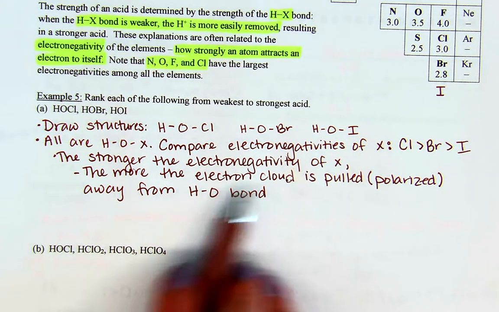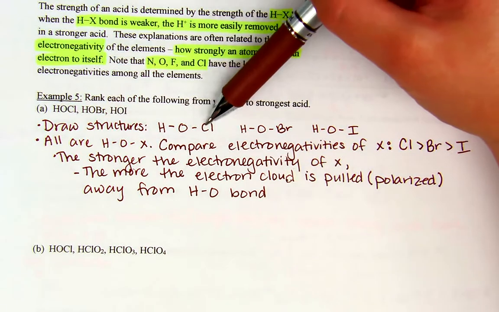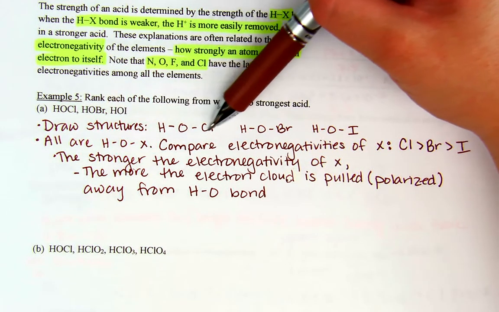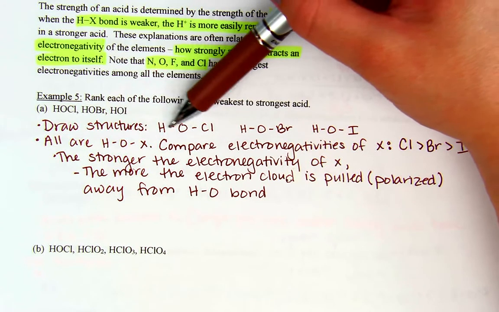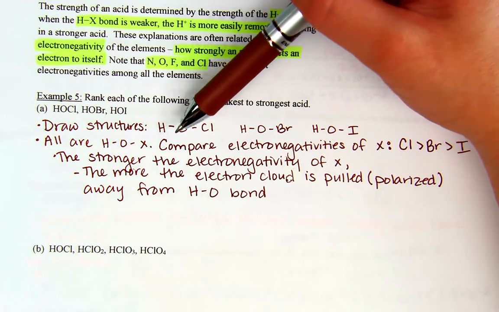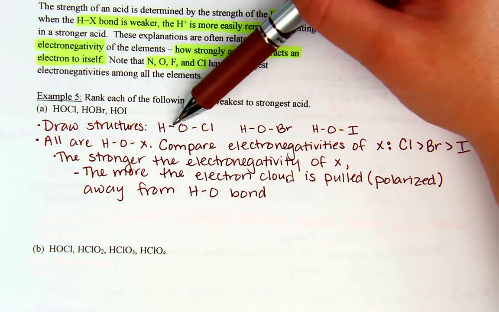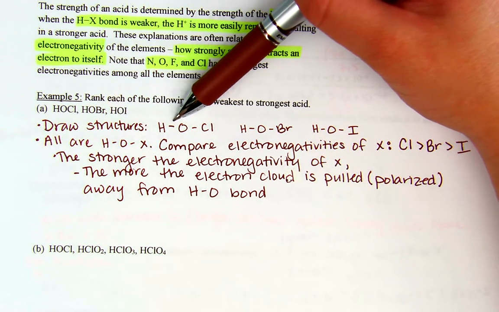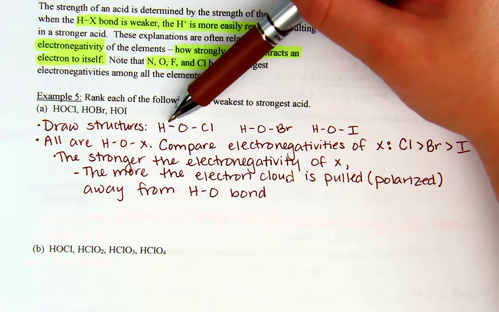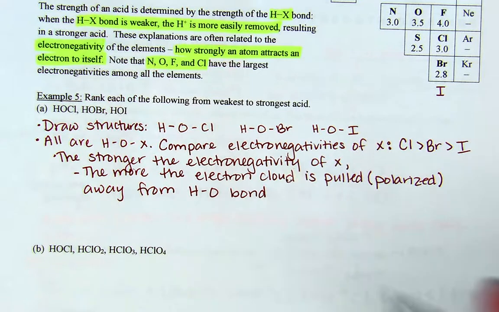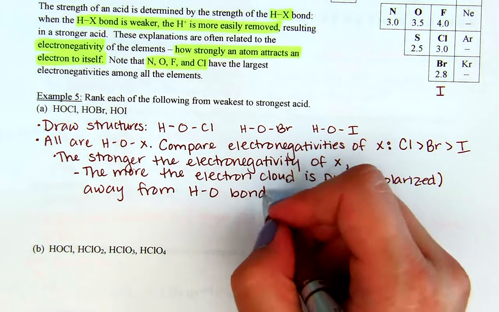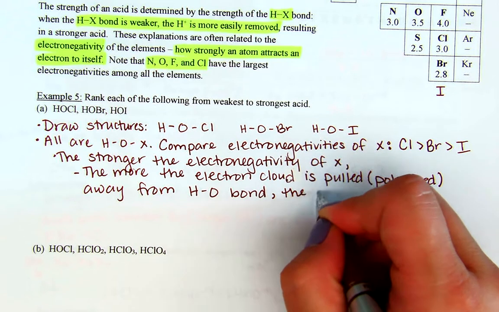If that electron cloud is pulled farther away, for example, if chlorine is hogging all of the electrons that are around this whole compound more toward itself, this HO bond is not losing electrons, but the electrons are spending less and less time in this HO bond, which means that this bond is getting weaker. And if this bond gets weaker, that means this hydrogen is going to be able to come off easier, and that'll be a stronger acid. So the more it's pulled away from the HO bond, the stronger the acid.